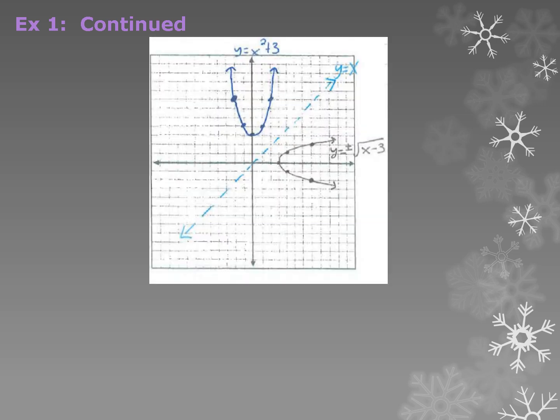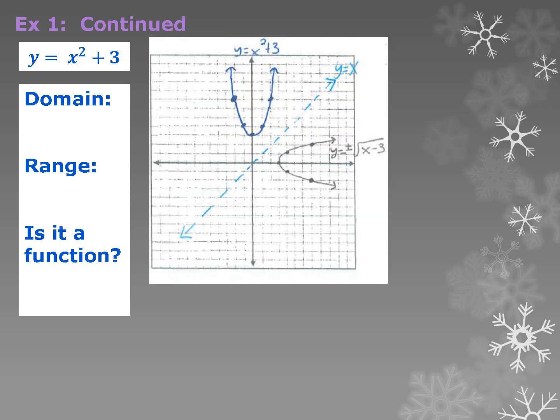Now let's graph both the original and our inverse function. So looking at the original function, the parabola, the x squared plus 3, let's talk about the domain, the range, and then answer the question, is it a function? The domain of the original function is a parabola, so it's negative infinity to positive infinity. The range is k to infinity. In this case, k is 3, so the range is 3 to infinity. Is it a function? Yes.